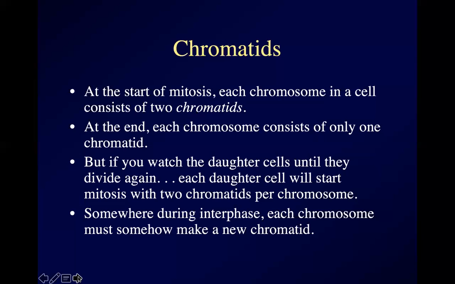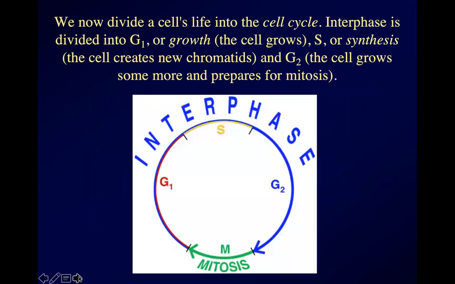They're made of this stuff called DNA that you've probably heard of, but let's not get ahead of ourselves right now. But even when people didn't know about that, they knew that in interphase there must be something going on because a cell goes from telophase to interphase with every chromosome consisting of one chromatid and comes out of interphase with every chromosome consisting of two. So somewhere in the middle of interphase, every chromosome makes a new chromatid.